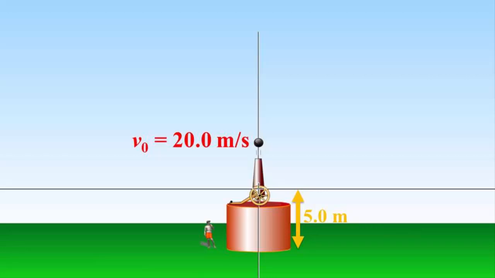What is the total displacement of the cannonball? How long does it take for the cannonball to reach its maximum height? What is the maximum height that the cannonball reaches relative to the ground? What is the total time that the cannonball was in motion?